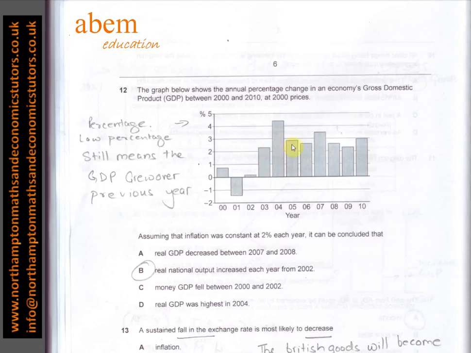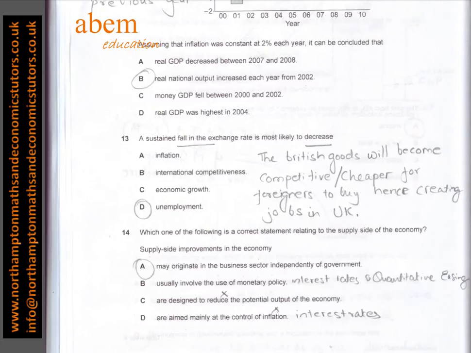The increase has fallen down, but the GDP has still increased by nearly 3%. So we can safely say that part B is the answer, that real national output has increased each year from 2002. In question number 13, a sustained fall in the exchange rate is more likely to decrease unemployment. Why? Because British goods will become more competitive and foreigners will buy, so there will be more aggregate demand. The aggregate demand will move right.